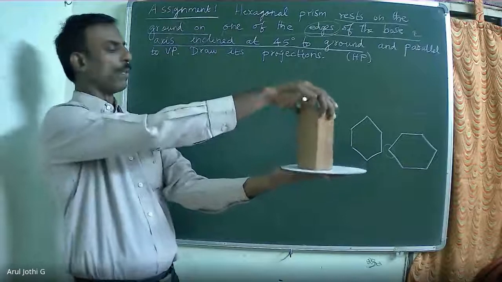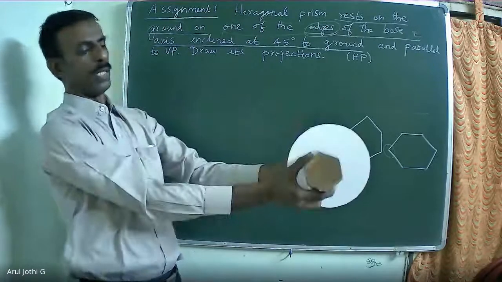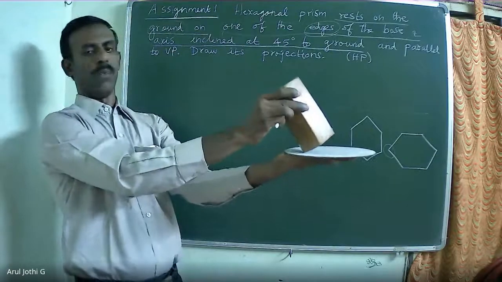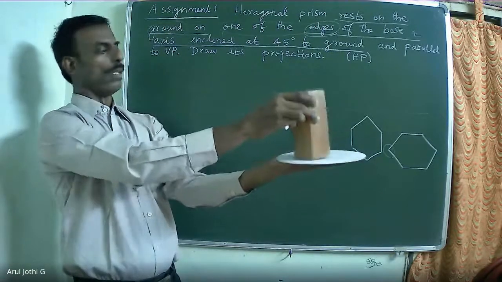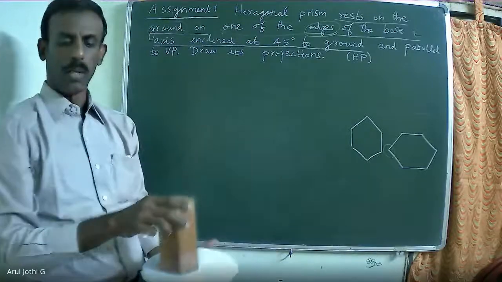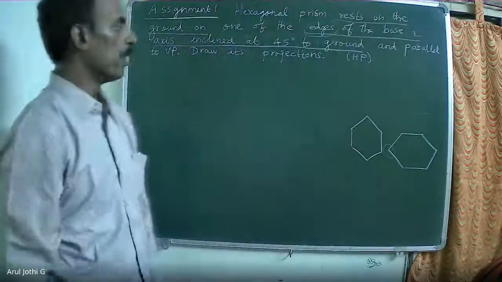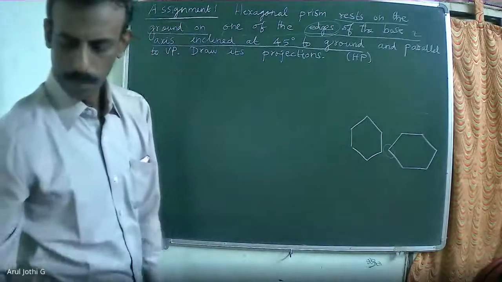In the first orientation, I keep the edge like this, so when I rotate the front view, one of the sides will be resting on HP. In the second orientation, the corner is going to rest on HP. Now, how to construct this diagram?